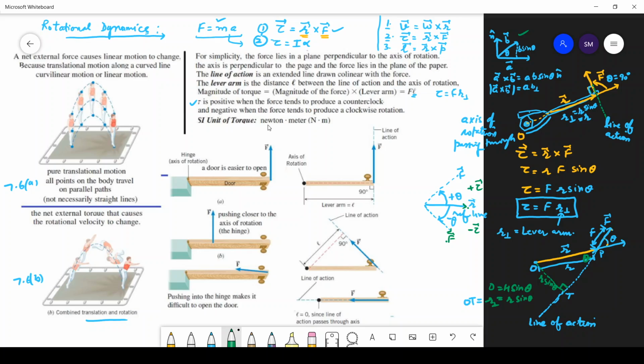And what are the units of tau? What are the units of force? Newton. And what are the units of position vector? Distance. Meter. Okay, so Newton meter.